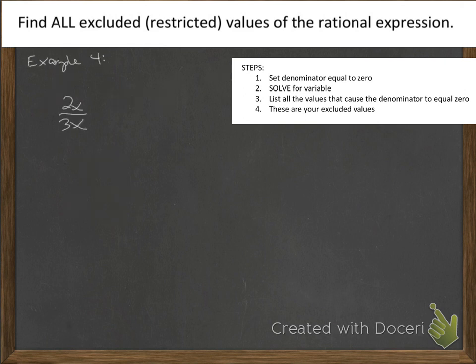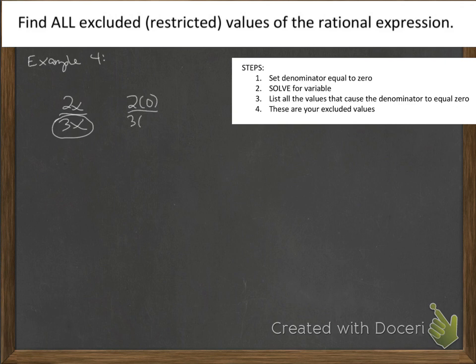Okay, example 4, I have 2x over 3x. Now, if you pause this video for a minute and just look at this, you might think to yourself, well, gee golly, the x's could cancel out, and then I would just have 2 over 3. And if I did that, then I wouldn't need any restricted values at all. Well, believe it or not, you still have restricted values. You still have to make sure that x is never equal to 0. And I'll tell you why.